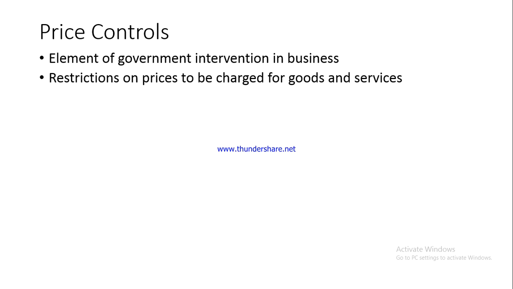basically is price control. Price control is restriction on prices to be charged for goods or services. So there's a restriction that the government levies with respect to the prices that can be charged by the manufacturer or by the service provider for the goods that he is selling, or for the services that he is offering to the customer. So that is what we mean by price control. The prices are basically regulated by the government, right? And basically there are two types of price controls.